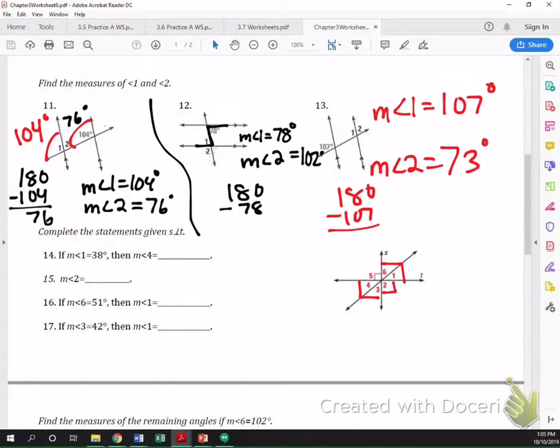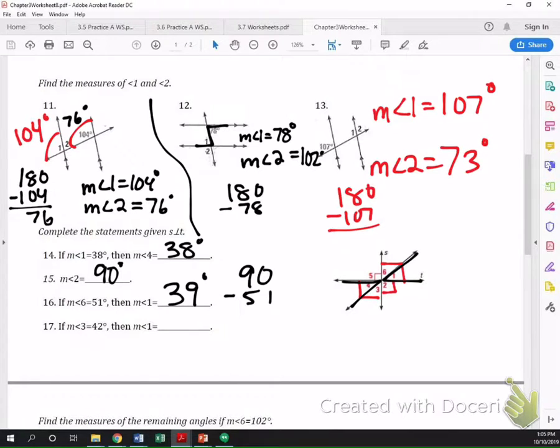Oh, there's some other stuff happening too. I didn't even notice. See how 4 and 1 are vertical? So if angle 1 is 38 degrees, so is angle 4. The measure of angle 2 is 90. If the measure of angle 6 is 51, the measure of angle 1 would be 39. Good.